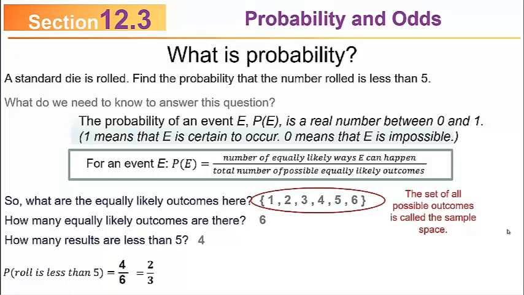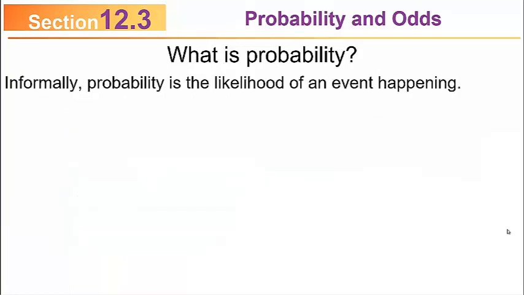The set of all possible outcomes is called the sample space. The sample space is a set of anything that could possibly happen when you roll a single die. Speaking informally, we might say the probability is just the likelihood of an event happening.